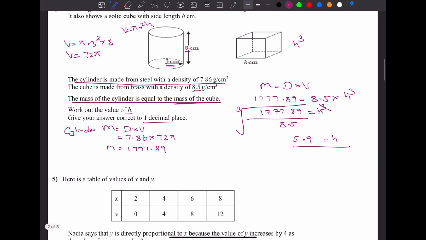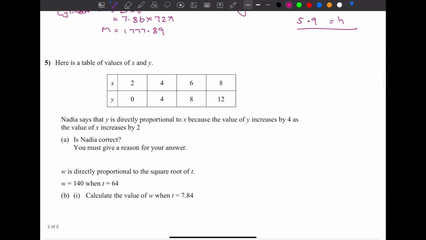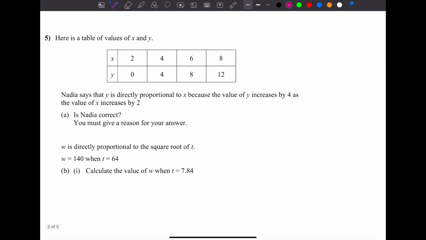Okay, next one, question number 5. Nadia says y is directly proportional to x. Are we sure? Let's check. Directly means k times x. Don't worry about what she says here. I'm just going to look at the numbers. Okay, let's pick these numbers then. Y is 0 equals k times x. X is 2. What is k? 0 divided by 2, so k is 0 then.